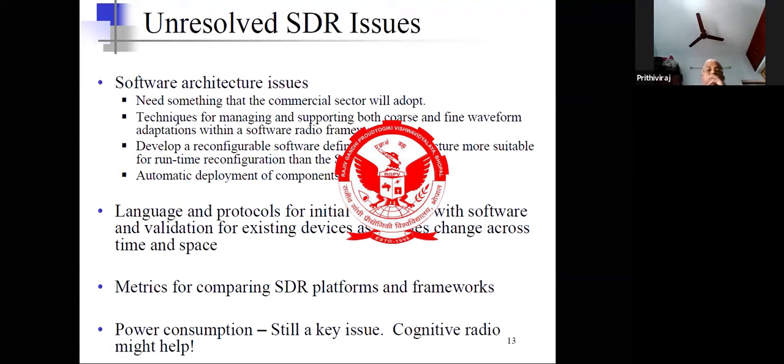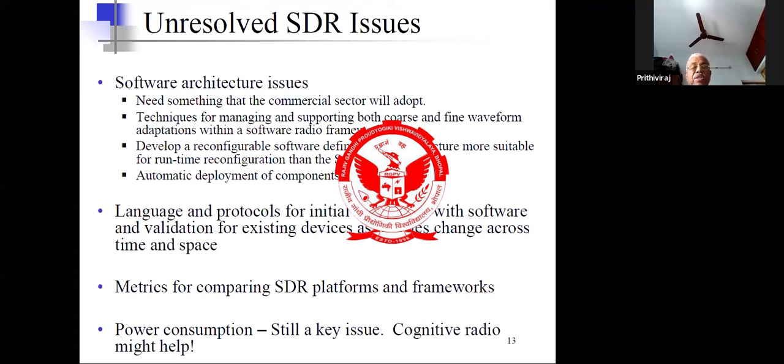So, while talking about the major attributes of SDR, some of the unresolved SDR issues are also to be highlighted here. In that, we first talk about software architecture issues. What do they necessitate? They would need something from the commercial sector which they can adopt: techniques for managing and supporting both ports and fine waveform adaptation within the software radio framework, and a reconfigurable SDR architecture more suitable for runtime reconfiguration than the SCA requirement, and automatic deployment of components to different devices.